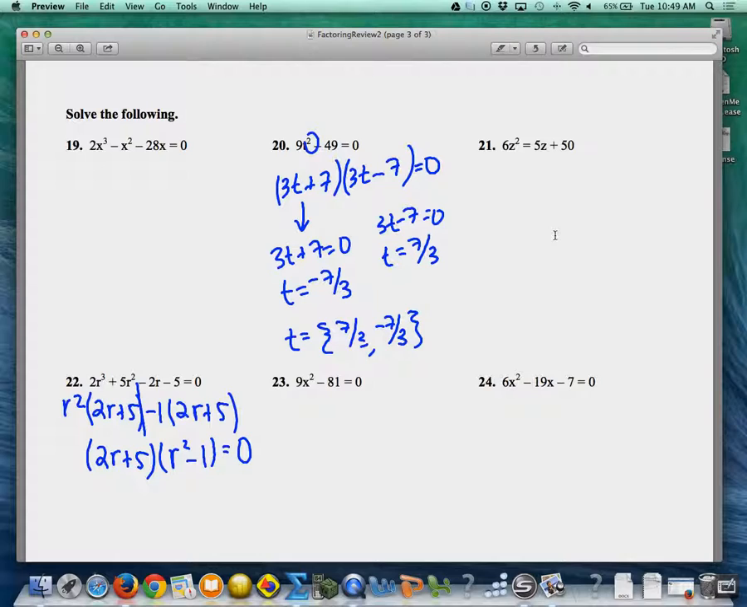Now, this is not going to factor anymore. We need to ask ourselves, does r squared minus 1 factor? It does. What does it factor to? Is r squared a perfect square? Is 1 a perfect square? Yeah. So to get r squared, I have r times r. To get 1, I have 1 times 1. You end up with 1 positive, 1 negative. And then you still have to remember that you have this 2r plus 5.